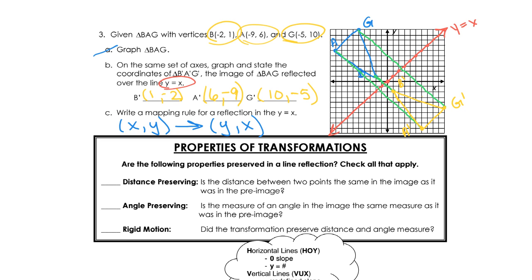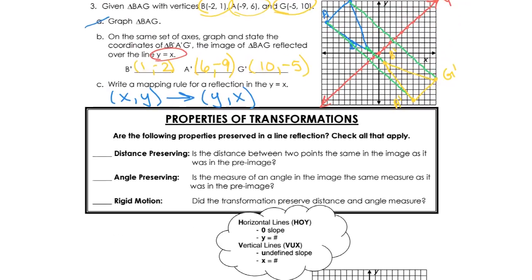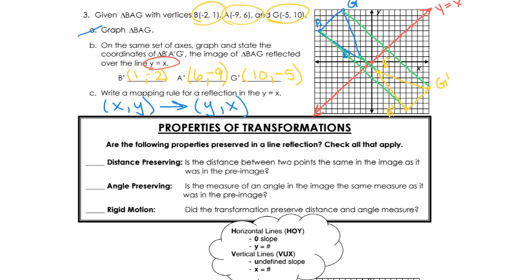All right, we got a text box here that talks about properties of transformations, and they want to know, are the following properties preserved in a line reflection? Okay, check all that apply. So they're asking about distance. Is the distance between 2 points the same in the image as it was in the pre-image? So for instance, let me move back up. Let's take a look at side AG. I'll highlight it. Okay. Here's side AG. Here's side A prime G prime. Is the distance between A and G the same as the distance between A prime and G prime? Yeah, the side of that triangle will remain the same. So yes, distance is preserved.